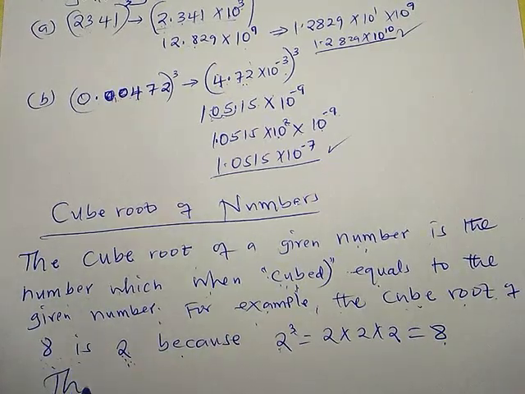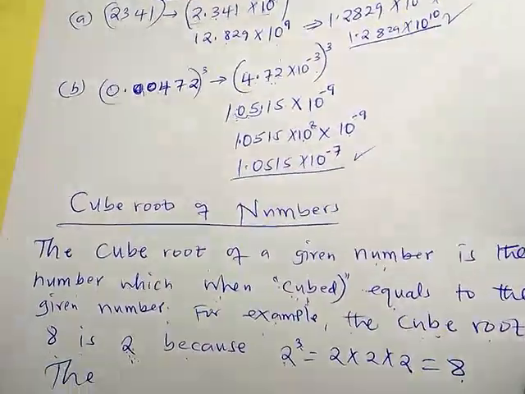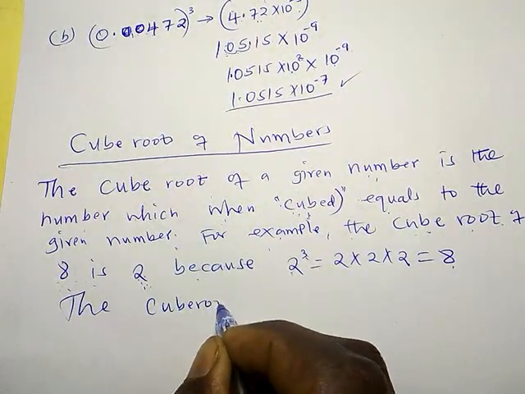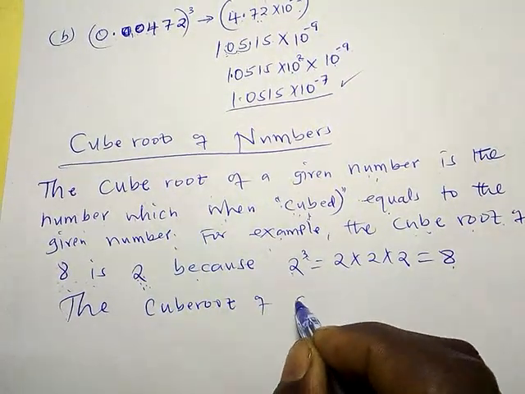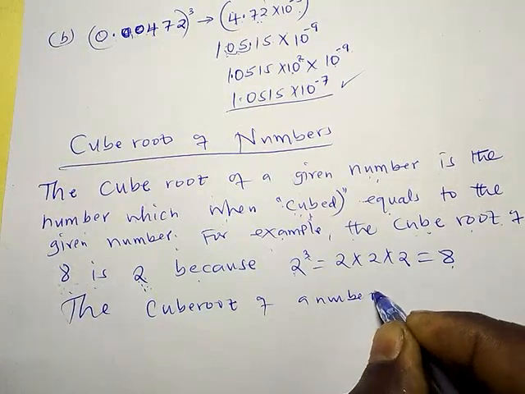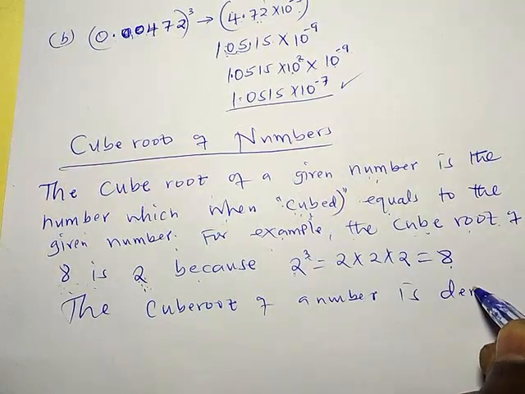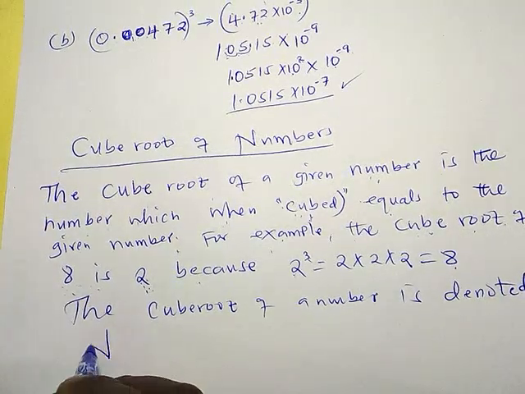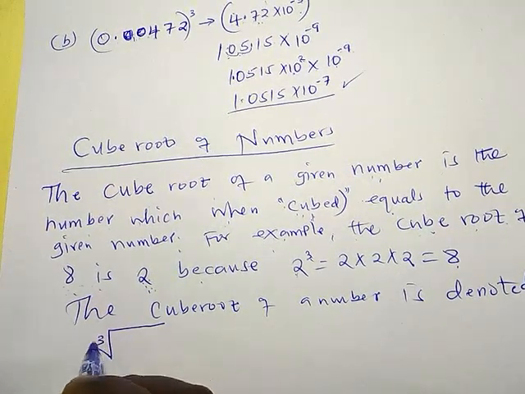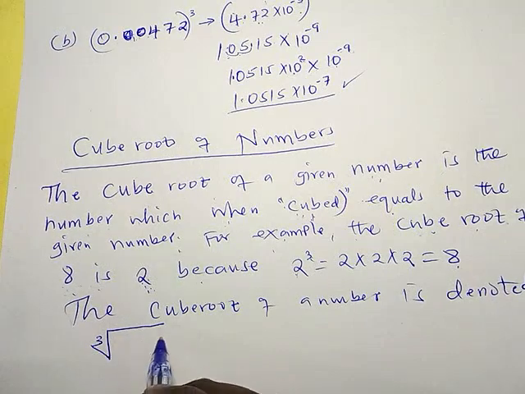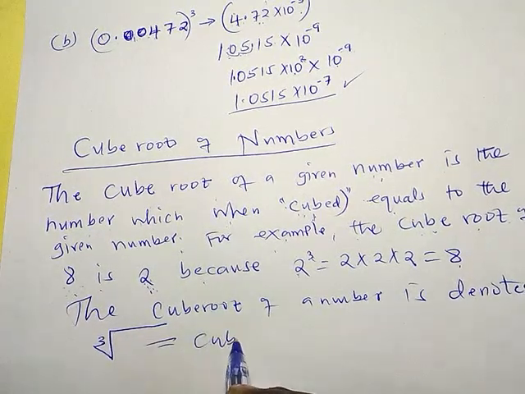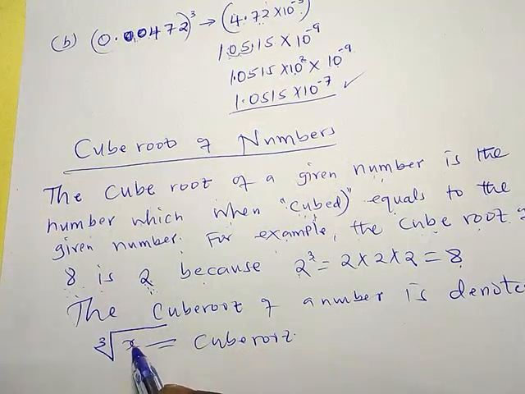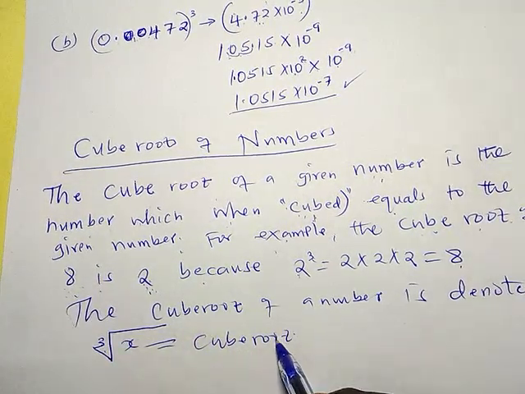So the cube root of a number is denoted by this sign. Wherever you see the 3 here, that represents the cube root of a number. So the cube root of x, this is how we write the cube root of a number.